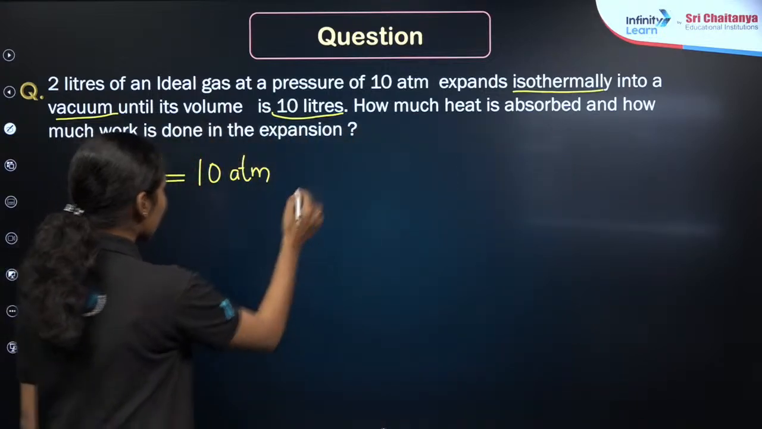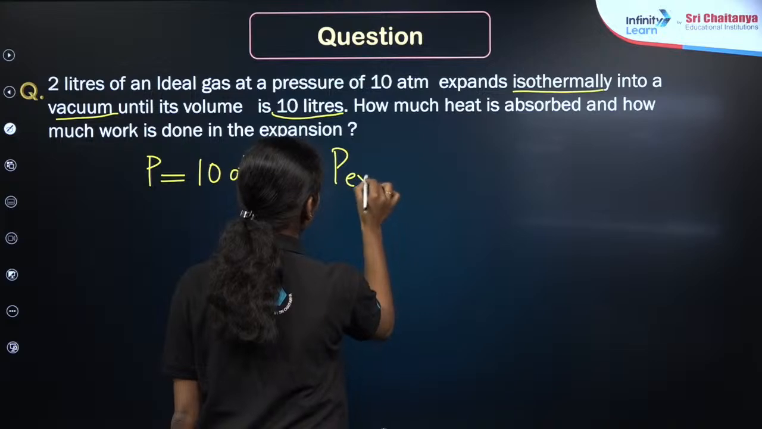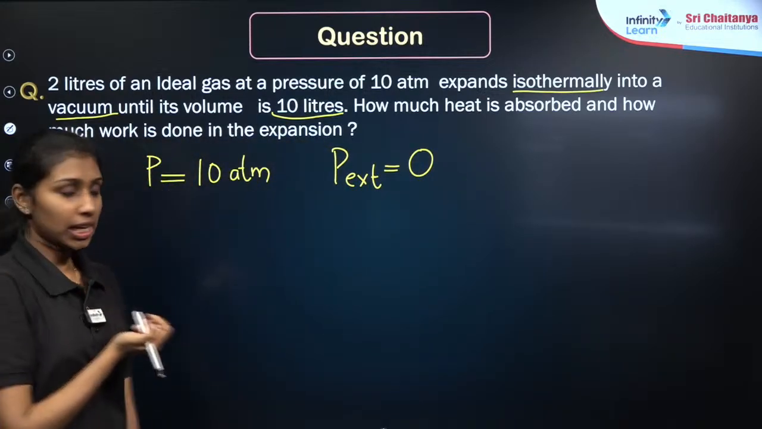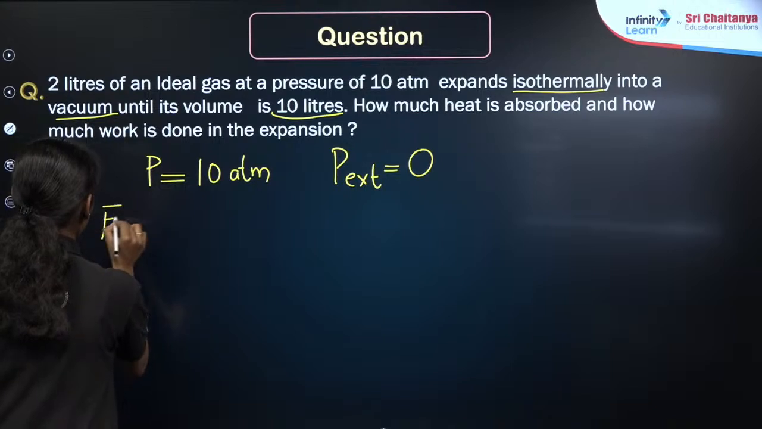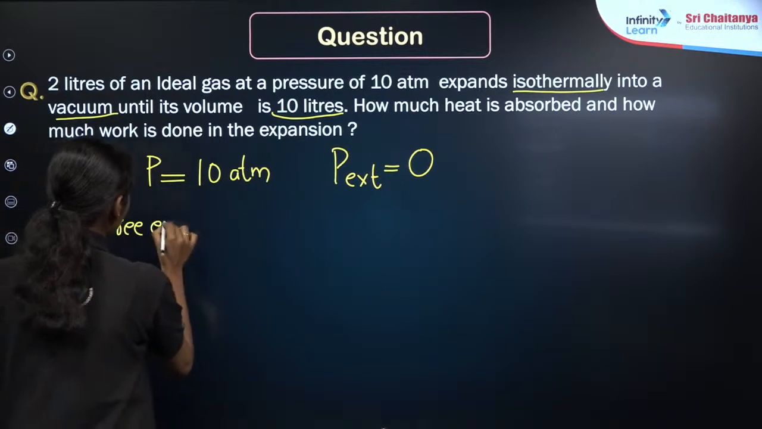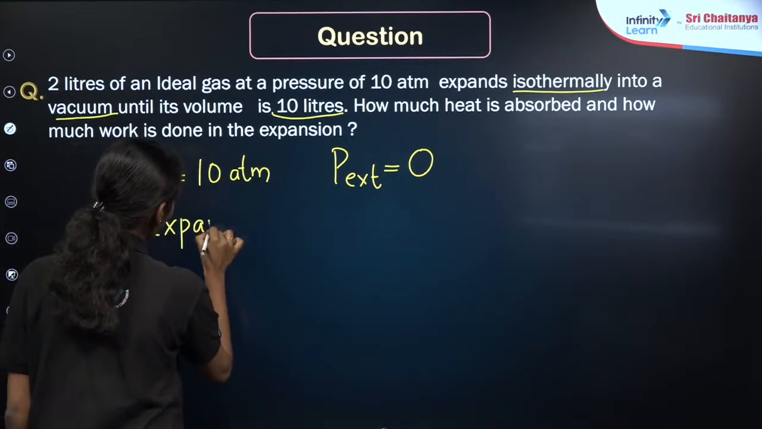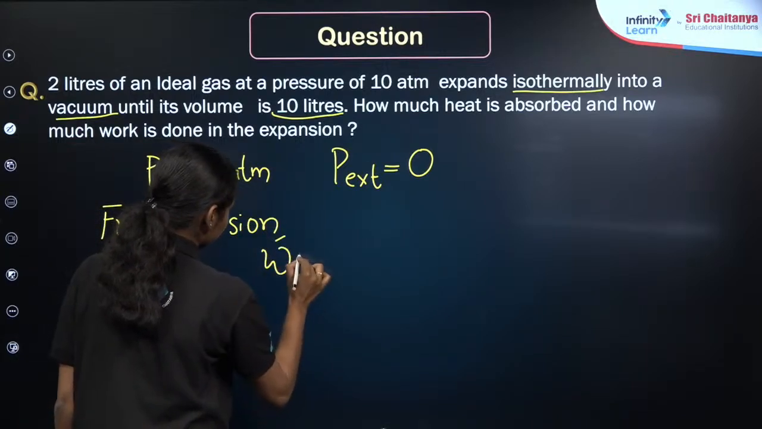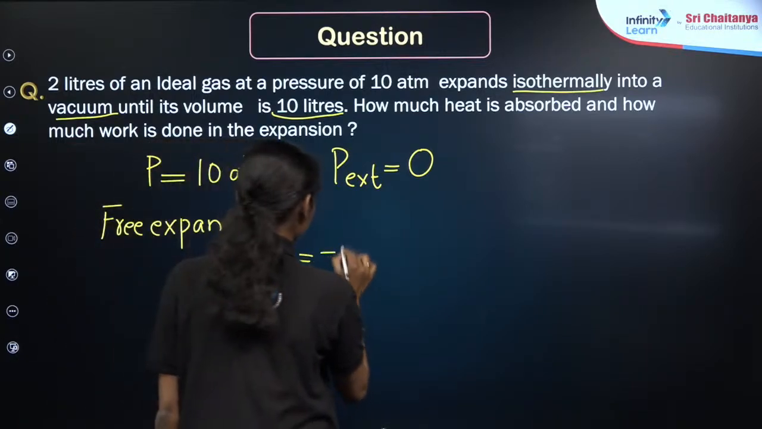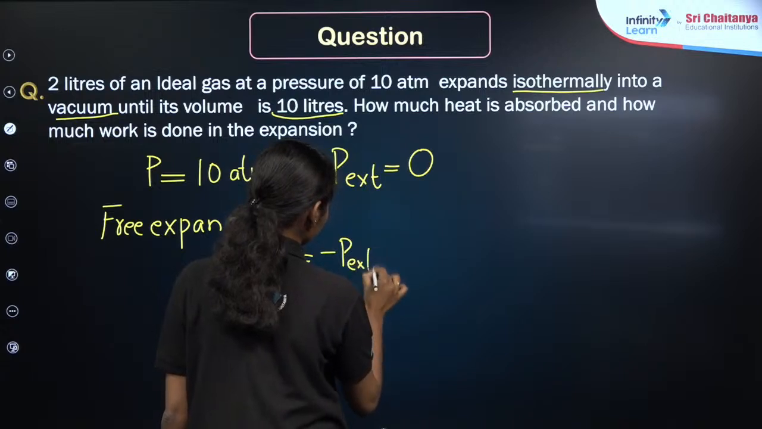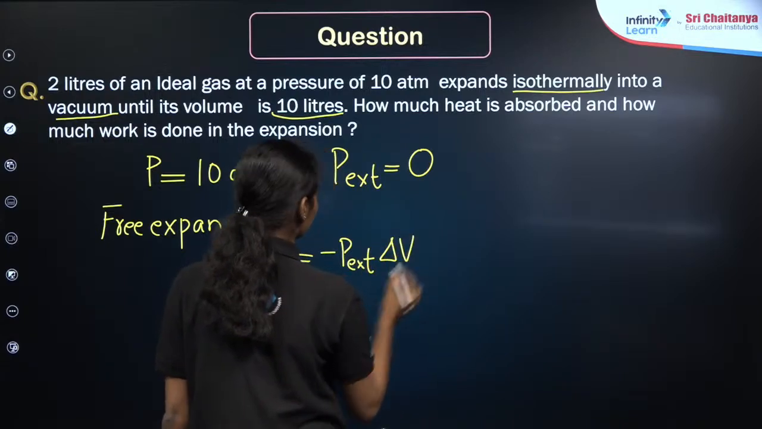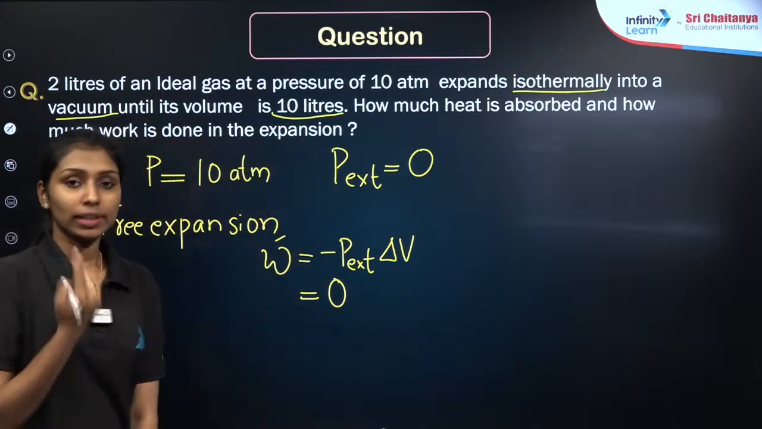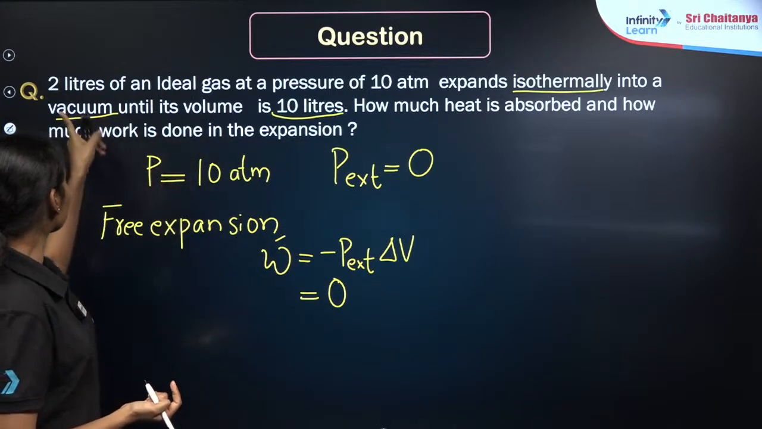So we can say that here the external pressure will be 0. This will be the free expansion condition. So in the case of free expansion condition, what will be the work done? Zero. Work done is 0 during the free expansion because it is going towards the vacuum.